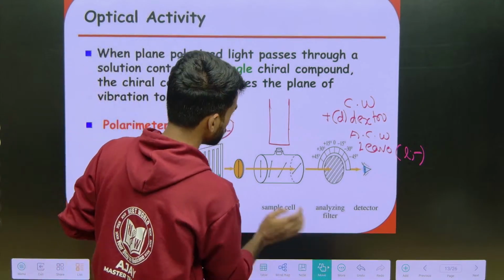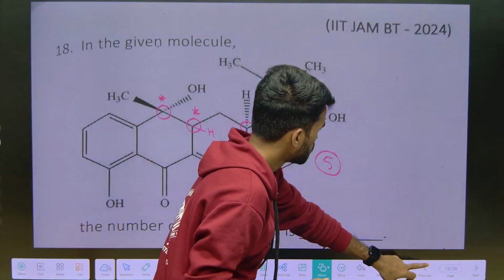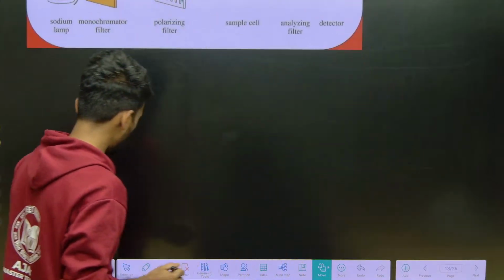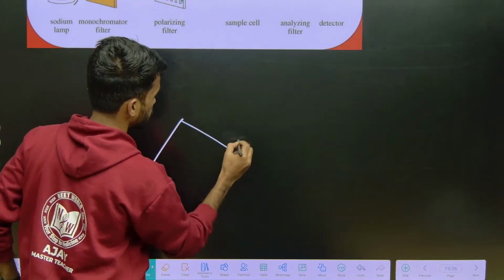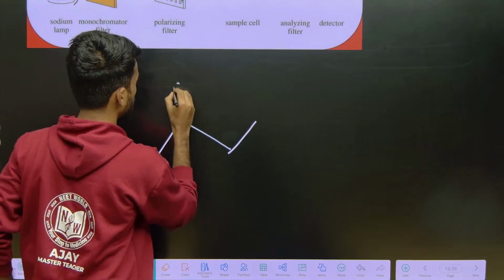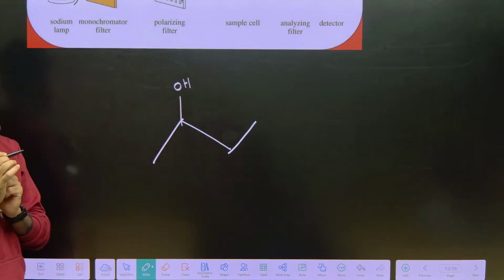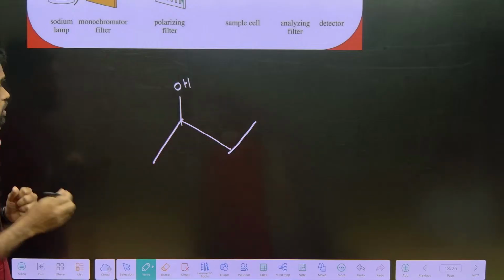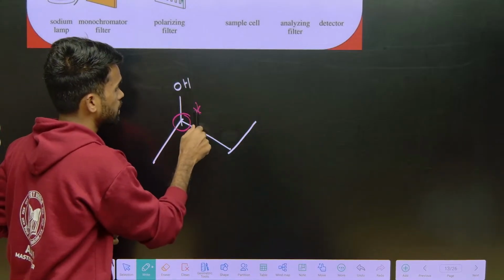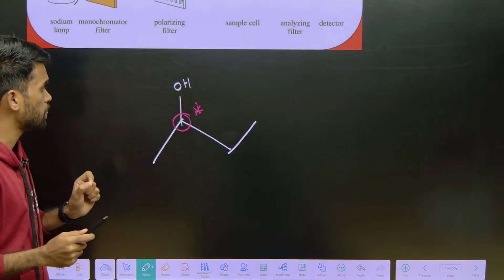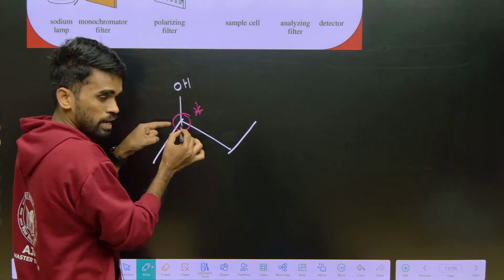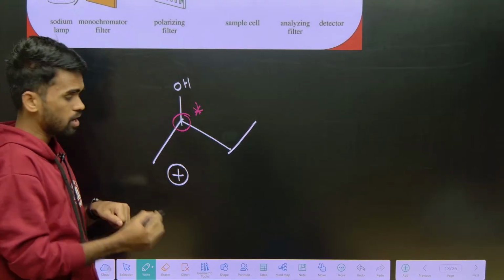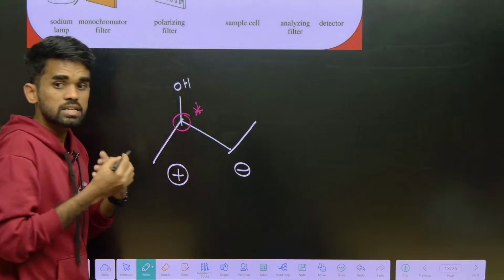Okay, right. Now, for example, here I am giving a compound like this. Tell me, does it have chiral carbon? Yes, this is chiral carbon, no? If it is having chiral carbon, this molecule may have dextrorotatory nature or might be levorotatory. Sir, how can we know this?